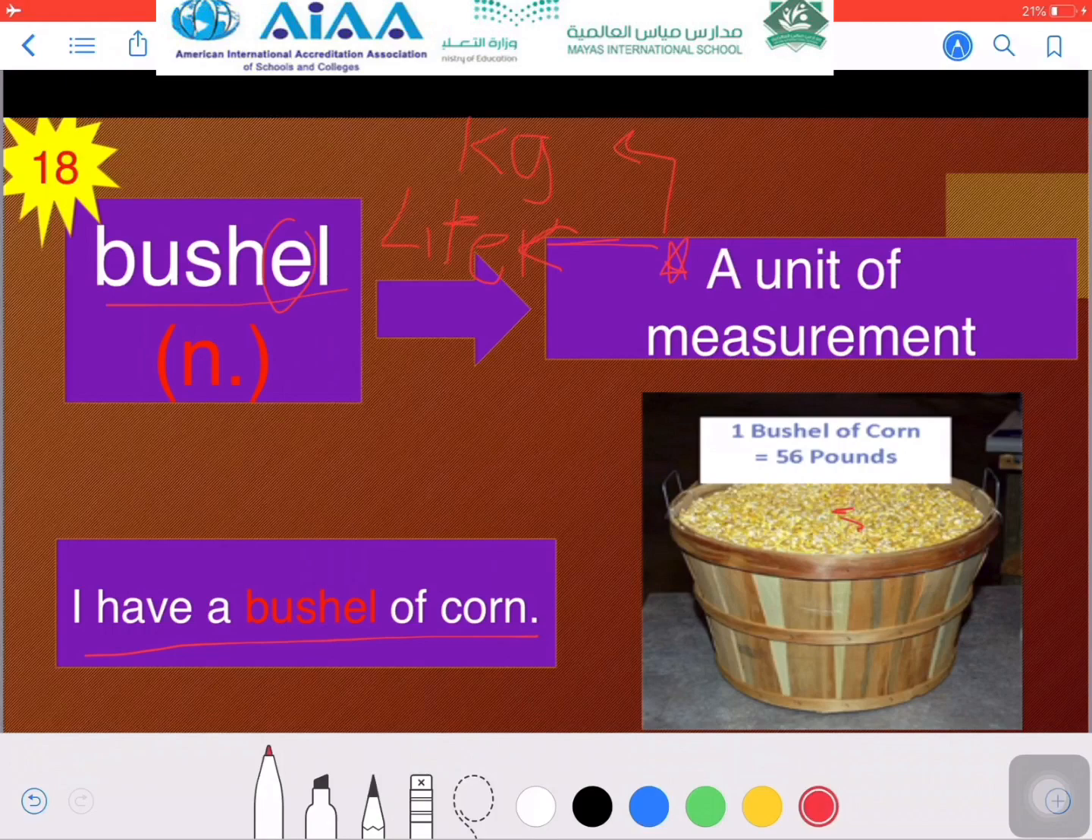Okay? Bushel. Also, the pound is a unit of measurement, right? So 1 bushel equals what? 56 what? Pounds. Excellent. Bushel.